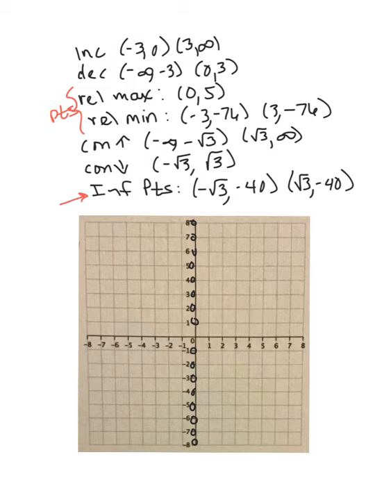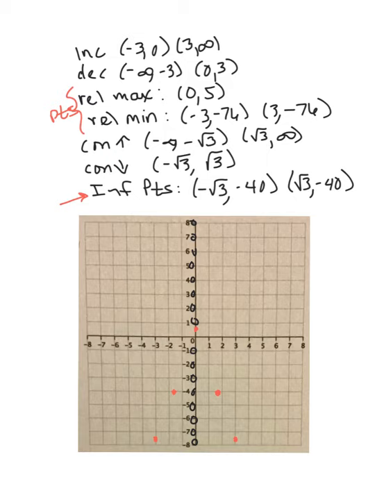Now, relative max occurs at 0, 5. We have a relative min at -3, -76. You're going to have to kind of estimate where that is. And again at +3, -76. We have inflection points at negative square root of 3. Now remember that the square root of 3 is 1.7. So -1.7, -40, and +1.7, -40.